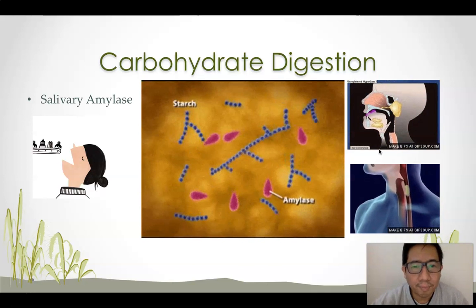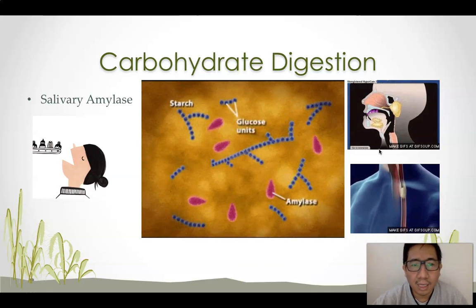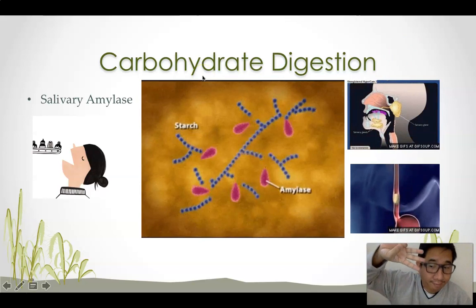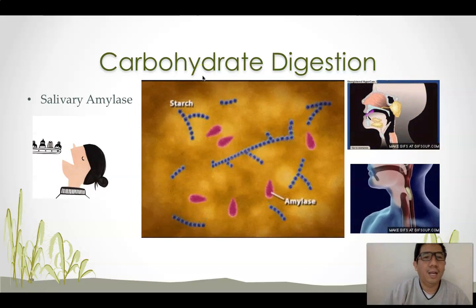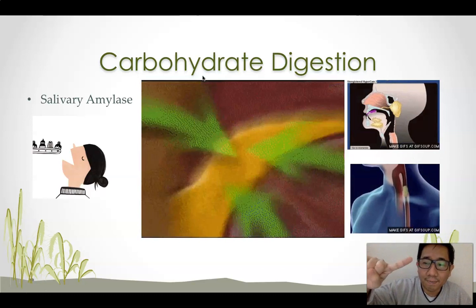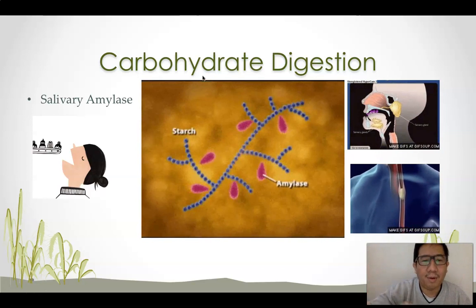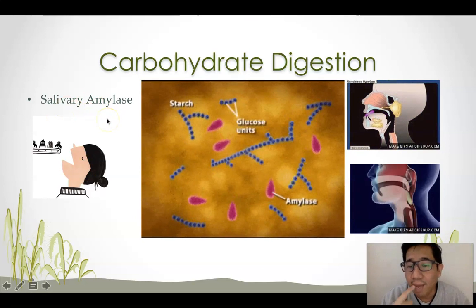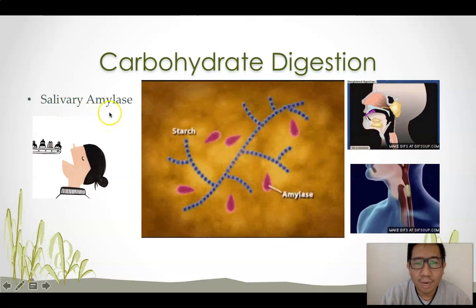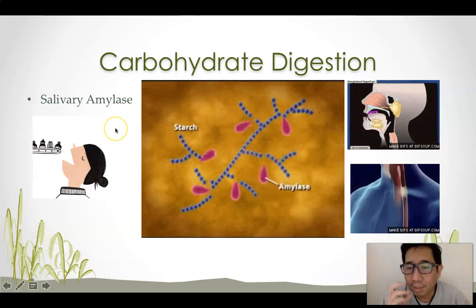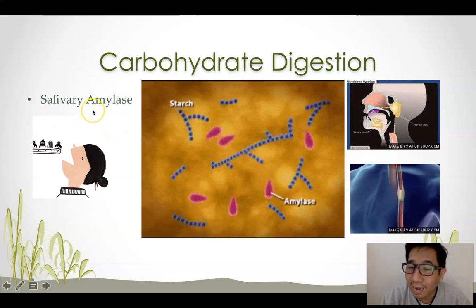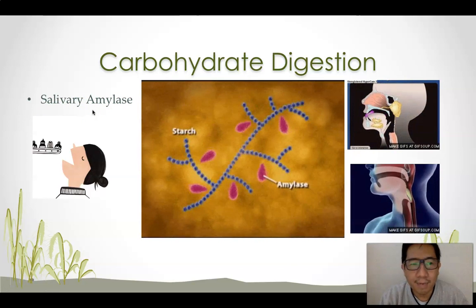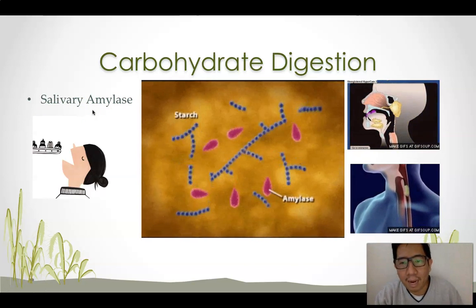The first one is carb. There are three main groups, and carb is the main one. Carb breaks down in your mouth. How does it break down in your mouth? In terms of chemical, not mechanical: you have the amylase. Remember, Amy likes to break down carb. Amylase breaks down carb in your mouth.